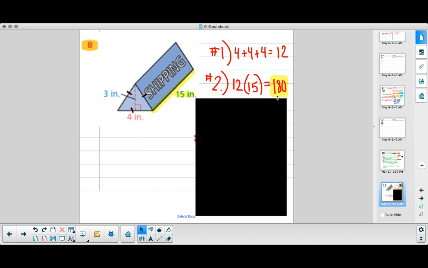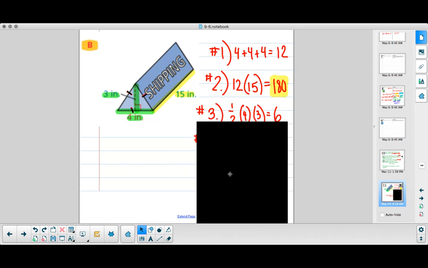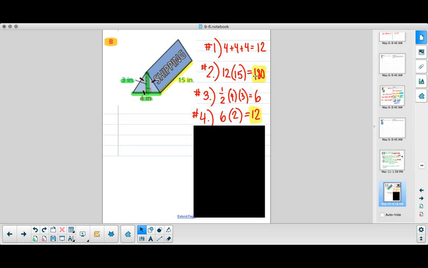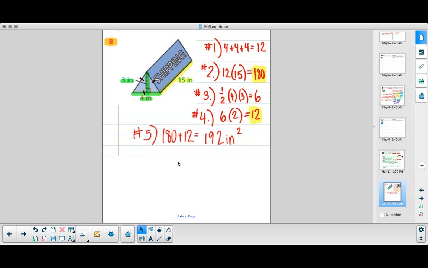You keep that number, and then you're going to find the area of this triangle. Remember, the area of a triangle is 1/2 base times height. The base and the height have to be perpendicular to each other, so we're using these two numbers that I highlighted in green, which would be 3 and 4. So 1/2 times 3 times 4 is 6. And then step 4 would be to multiply that by 2, because even though it's not drawn, there is a triangle back here that we have to account for. So 6 times 2 would be 12. And then I've highlighted the answer from step 2 and step 4. The final step would just be to add those two numbers together. So 180 plus 12 is 192 inches squared.